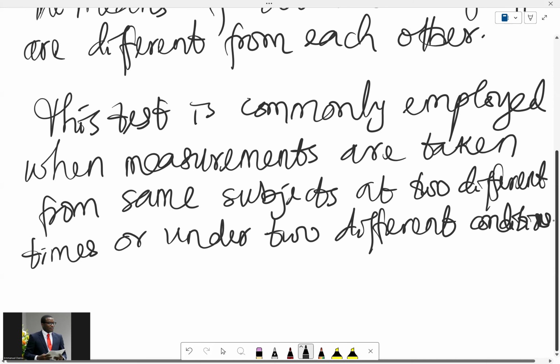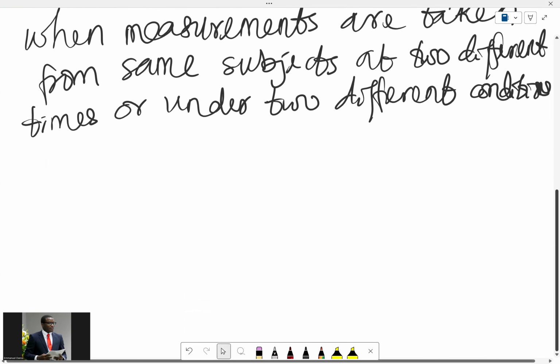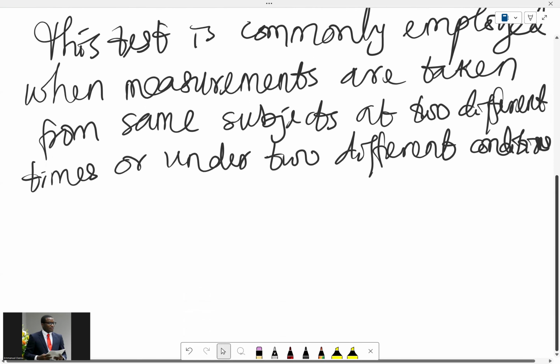So if you're wondering how a paired t-test is different from a two sample test, for a two sample test, you're testing whether the means of two independent groups are significantly different or not. But in the case of a paired t-test, you're looking at whether the means taken from the same group at different times or under different conditions are significantly different or not. So that's the paired t-test.